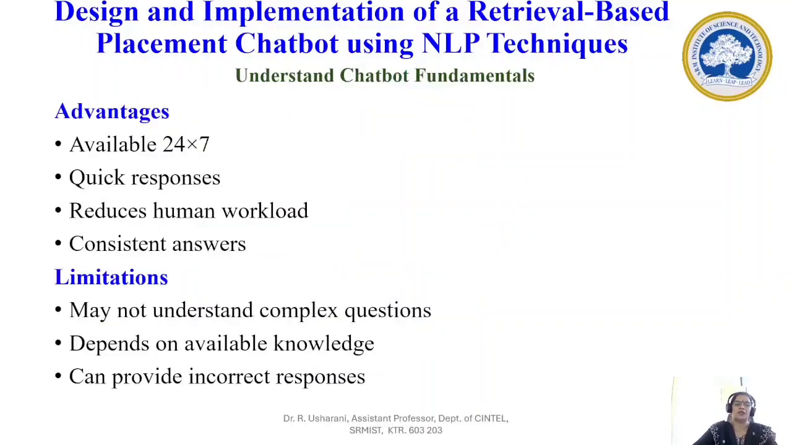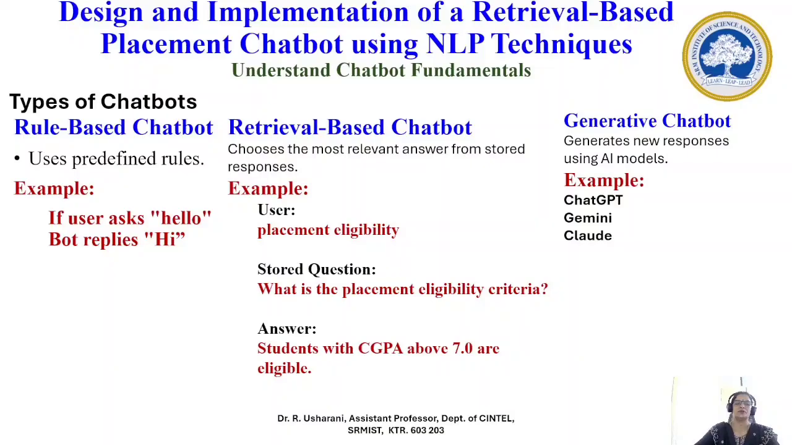There are many advantages: 24/7 availability, quick responses, and reduced human effort. And the limitations are it may not understand complex questions, it depends on available knowledge, and it can also provide incorrect responses. So different types of chatbots are available. The major categories are rule-based chatbot, retrieval-based chatbot, and generative chatbot.